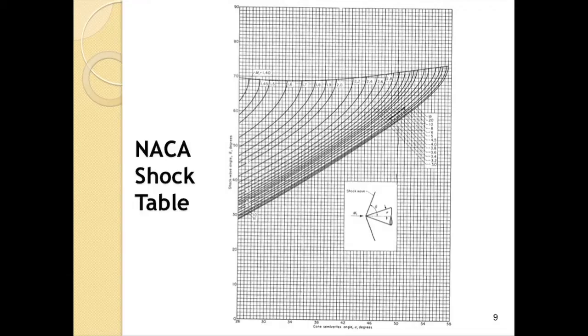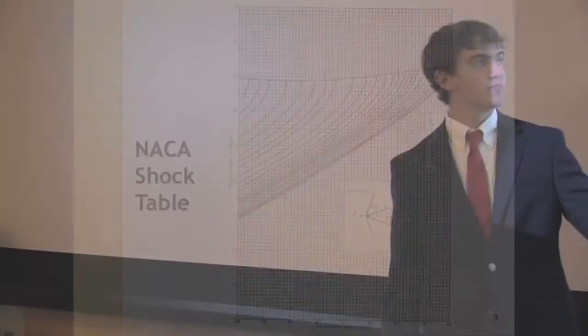Each line represents 1 Mach speed, and then the x-axis is the angle from the axis of rotation of the cone that's being tested. And the y-axis is the angle from the axis of rotation of the shock that that cone should form.